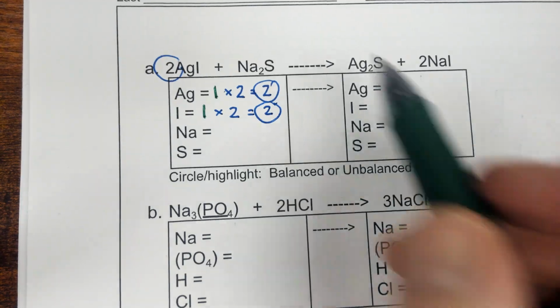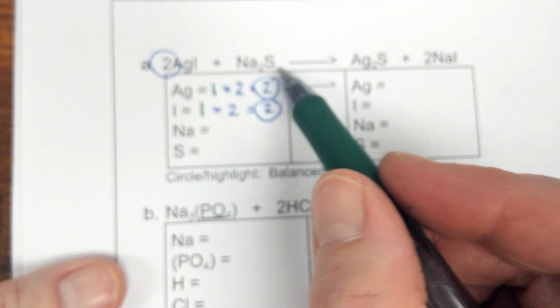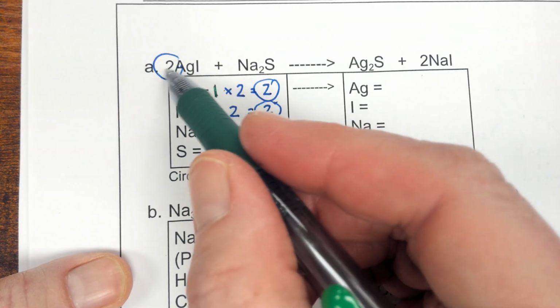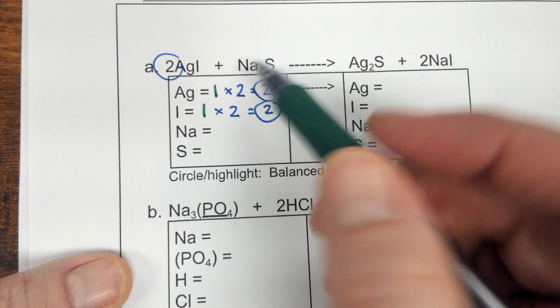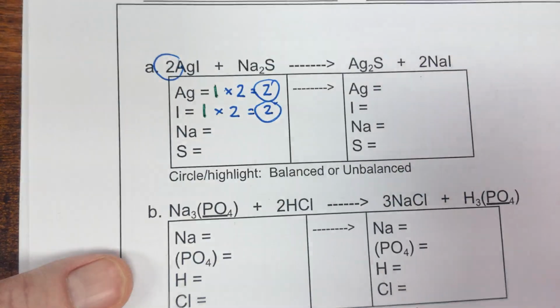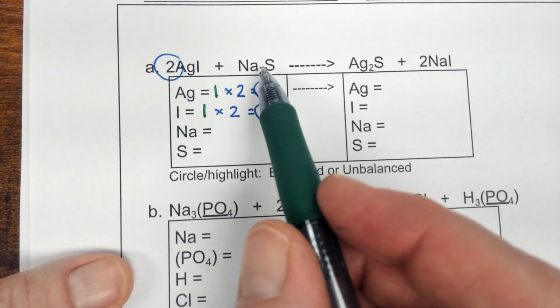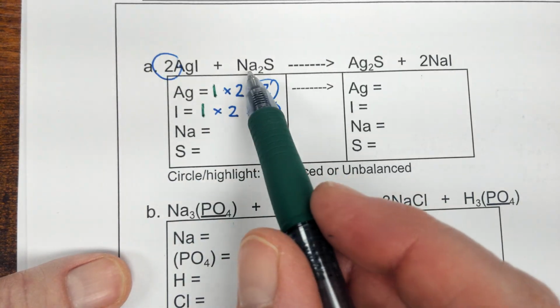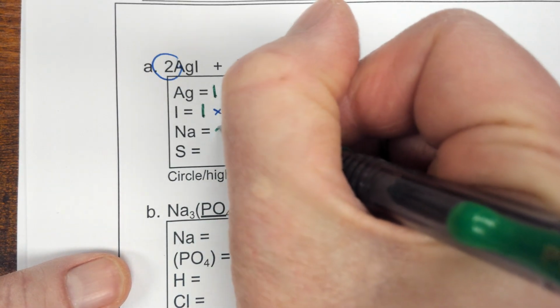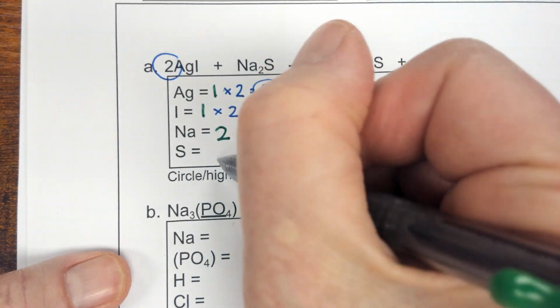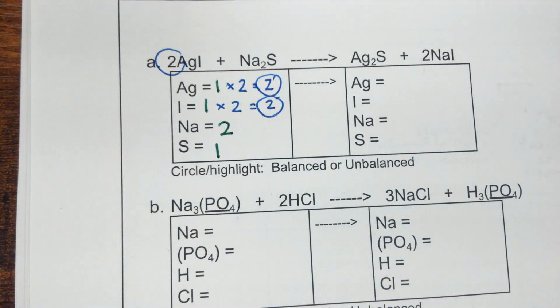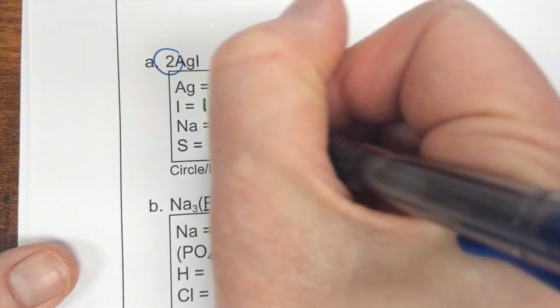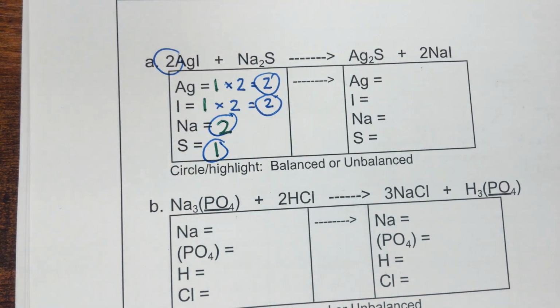All right, then I go over to the next formula, right? We don't carry the 2 over here and multiply anything because our plus signs put up the wall. Those are separate substances with separate coefficients. All right, so Na is equal to 2 and S is equal to 1. We have no coefficient for that formula, so those are our totals, 2 and 1.